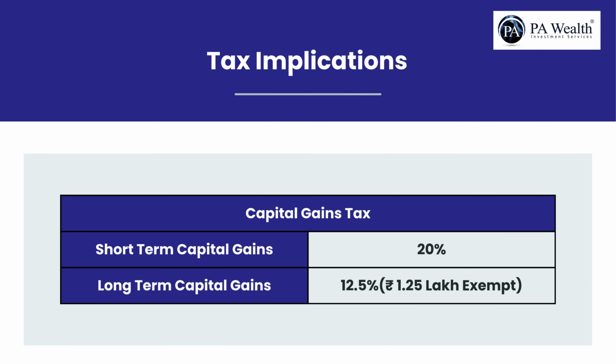Now, let's take a look at the taxability of earnings from this mutual fund. First, capital gains taxation. If the mutual fund units are sold after 1 year from the date of investment, gains up to Rs 1.25 lakh in a financial year are exempt from tax. Gains over Rs 1.25 lakh are taxed at the rate of 12.5%. If the mutual fund units are sold within 1 year from the date of investment, the entire amount of gain is taxed at the rate of 20%.